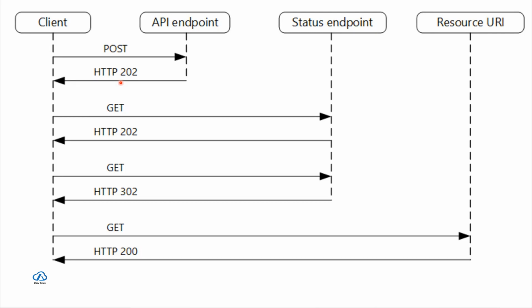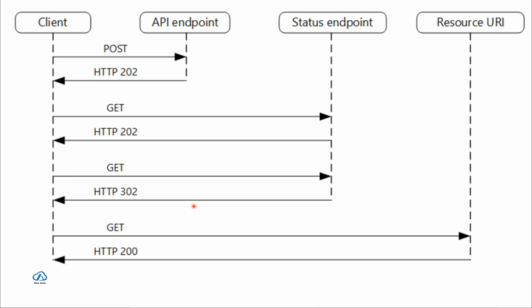Also in this response, we want to send the client the location and the frequency where they can find the status endpoint and find the final resource that they requested. And as long as the client keeps sending requests to the status endpoint, it's going to send the 202 response code, like we are telling the client, yes, we have got this request already and we are working on it.